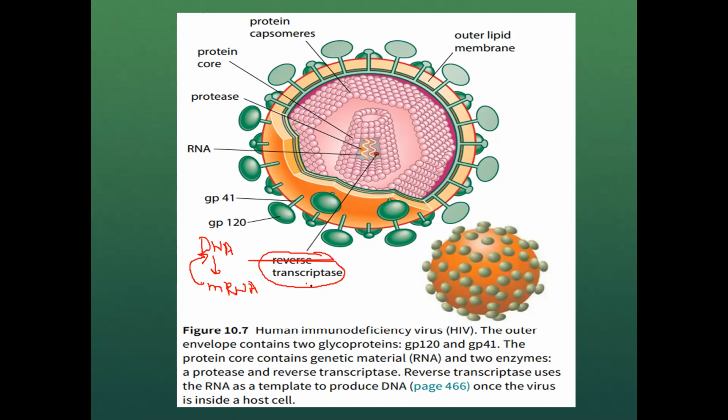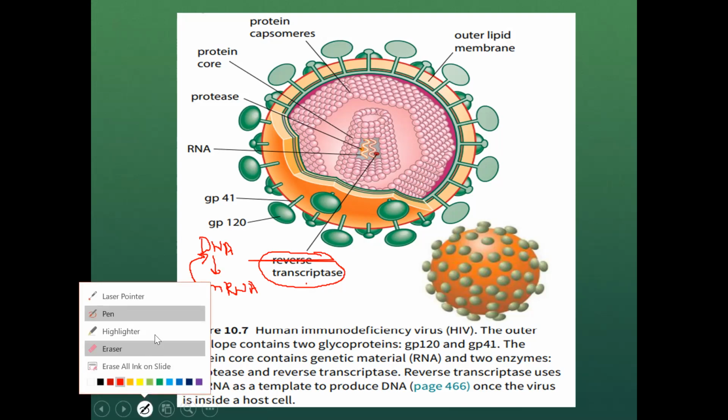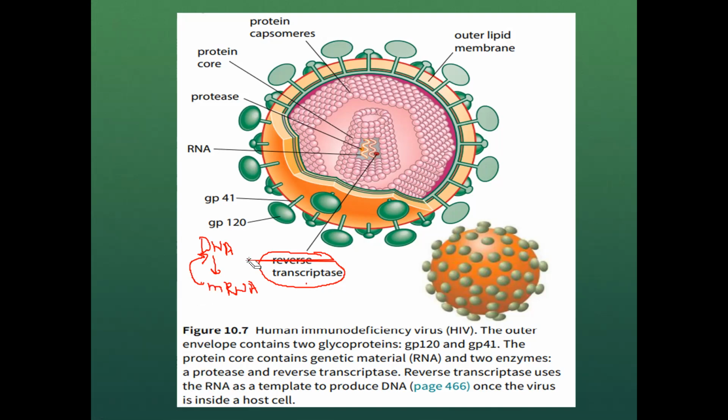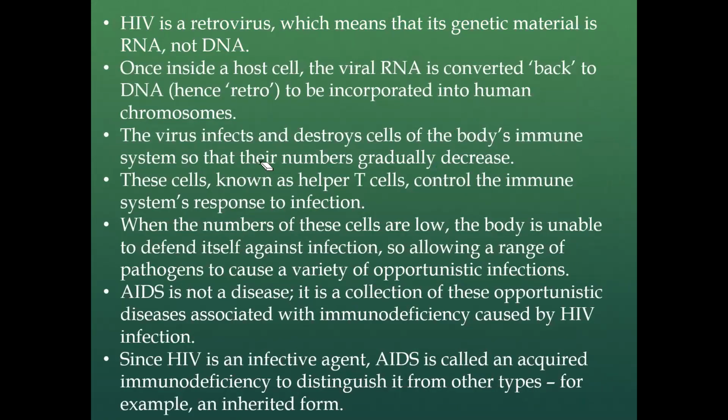So at the level of transcription, this RNA is converted into DNA, unlike what we studied in eukaryotic cells, where DNA was transcribed into messenger RNA. So here, RNA is being transcribed into DNA. This is done by reverse transcriptase. This is why we call it a retrovirus. So this HIV is a retrovirus, which means its genetic material is RNA, not DNA.